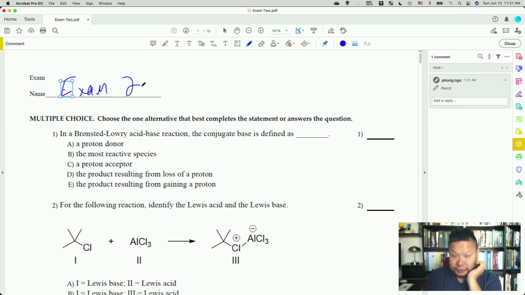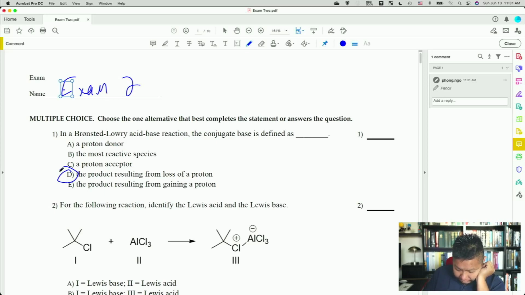Okay. First question is a Bronsted-Lowry acid base. In a Bronsted-Lowry acid-base reaction, the conjugate base is defined as what? Well, this is one of those vocabulary questions again, right? And the answer here would be D. A product resulting from the loss of a proton, right?